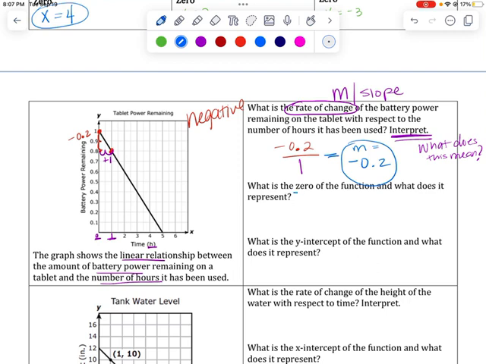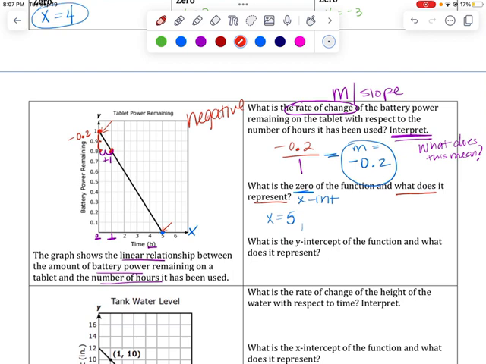Now, what is the 0? The 0 we said was the x-intercept. So let's see where our graph is crossing the x-axis. Looks like it's crossing it right here. So my 0, x equals 5. And what does it represent? So let me ask you a question. If I start with 1 as my battery, and then I go down all the way to 5 hours, where's my battery at now?